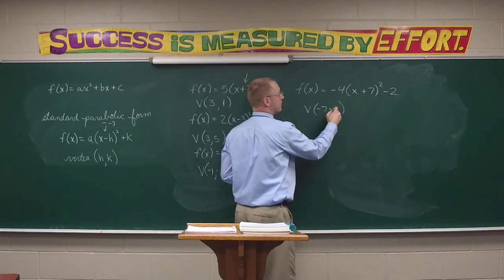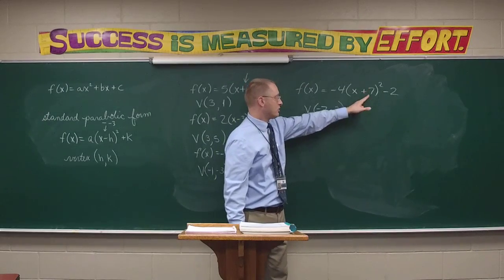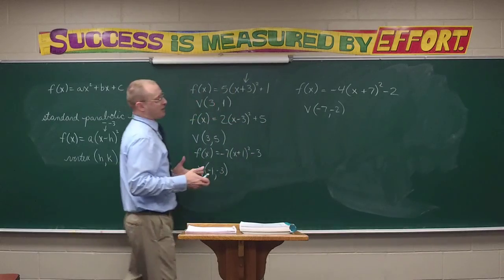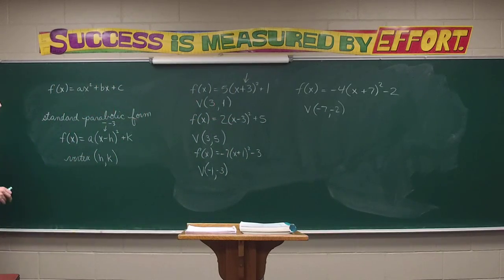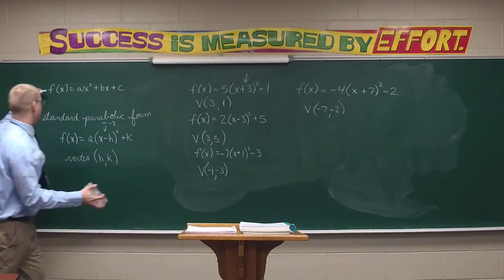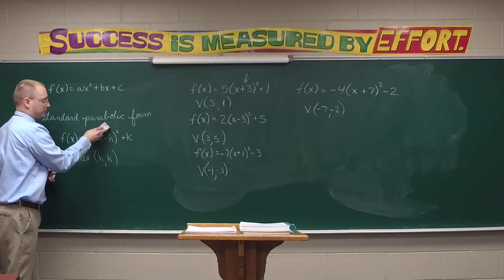Negative 7, negative 2. This keeps its sign, and this changes its sign, if that's how you want to remember it. But that's one way to find the vertex if it's in that form. The problem is, usually, the quadratic is going to be in this form. So the question then is, how do I go from the general form to the standard parabolic form?